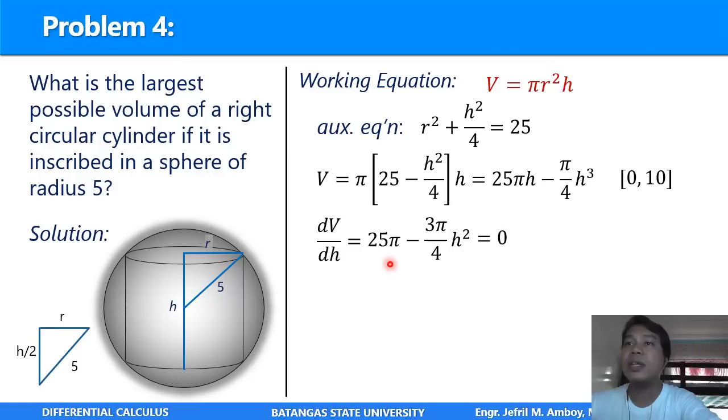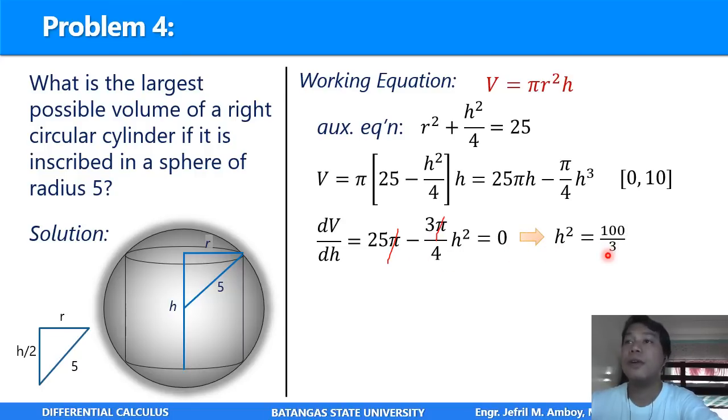So, this 25 minus 3/4 pi, h squared is equal to 0. If we divide both sides of the equation by pi, makakancel po yung pi natin dito. Makakancel ang pi. Tapos, ilipat natin itong part na ito sa kabilang side ng equation para ang makuha mo 25 is equal to 3/4 h squared. Now, after that, multiply both sides by 4. 25 times 4 is 100. So 100 is equal to 3h squared. And therefore, h squared is 100 over 3.